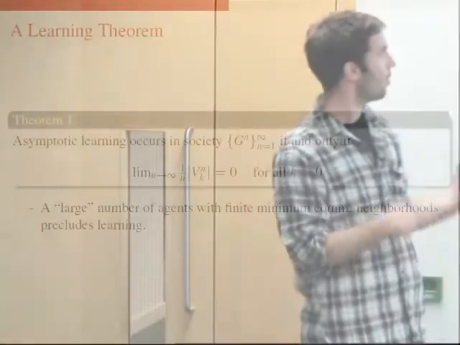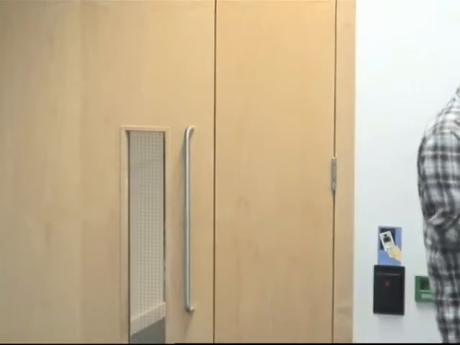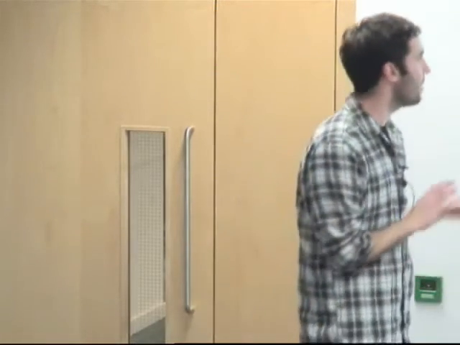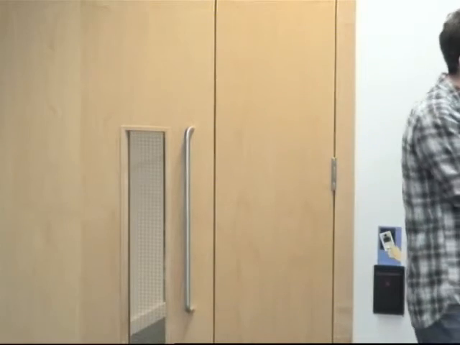Okay. So the first result in this simple setting is that asymptotic learning occurs if there is only a negligible fraction of agents that have a small communication neighborhood. This doesn't say much. I think a better illustration of this result would be through these special agent types.